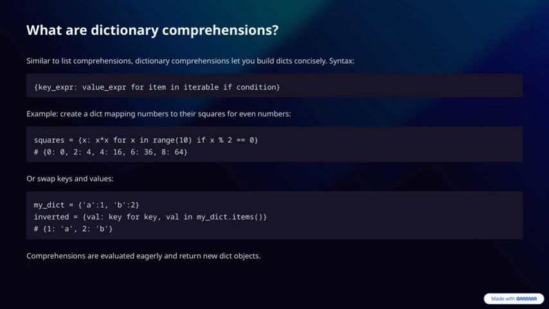The general pattern for dictionary comprehensions is similar to list comprehensions. You specify a key expression and a value expression, followed by a for loop over an iterable, optionally including a condition. So, in essence, dictionary comprehensions let you build dictionaries in a concise and readable way, making your code cleaner and more efficient. They're a powerful tool when you want to generate dictionaries quickly and clearly.